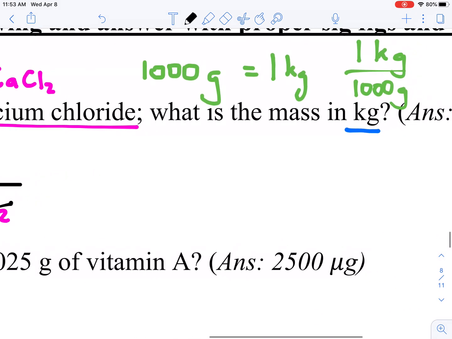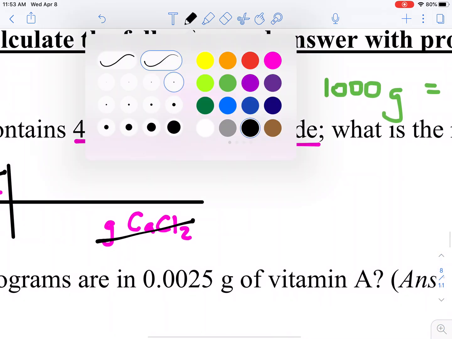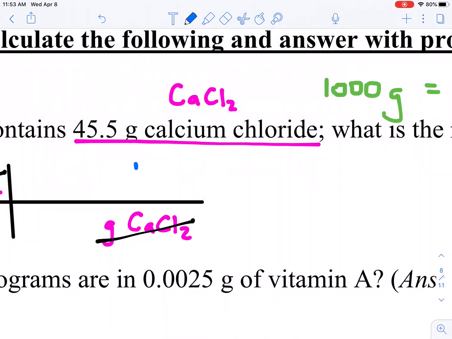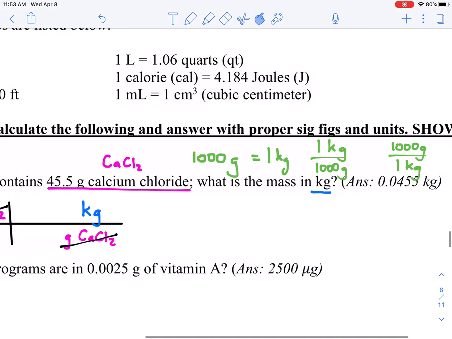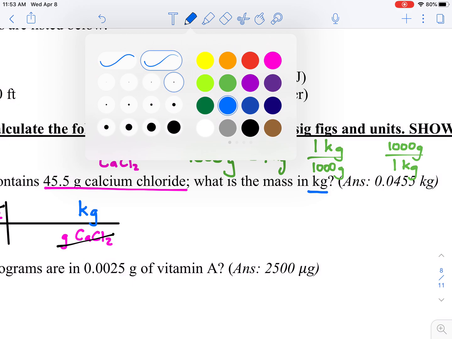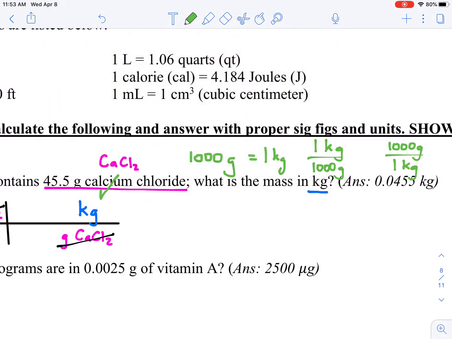So what's our end goal? Well, our end goal there is kilograms, and that's in blue, right? We want to get to kilograms. The only question left is what numbers can I put in to make that true? And the numbers that you can put in are right here in green, right? So which one has kilograms, right? Kilograms over grams, it's this one. So we know that 1 kilogram is equal to 1,000 grams.